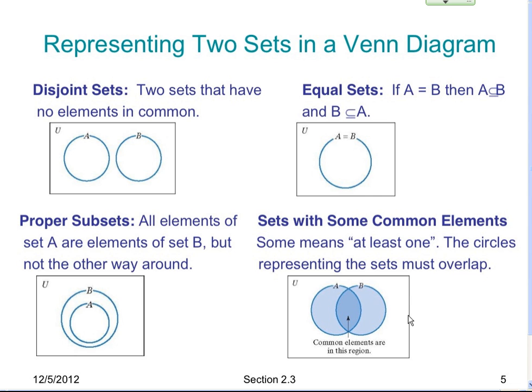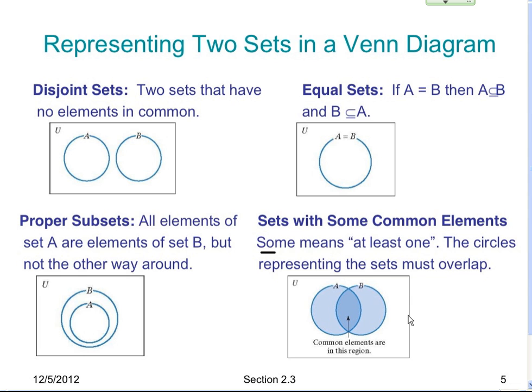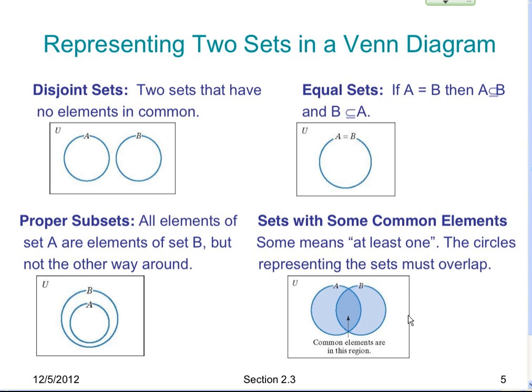Most of the time when we talk about Venn diagrams, we have something like this picture right here. Some elements in common. Some means at least one. So if we had 0 items in common, we would have this picture right here. So we have to have at least one item in common. That means there's something here. We don't know what it is necessarily, but we know that it has to have at least one thing in set A and in set B at the same time.